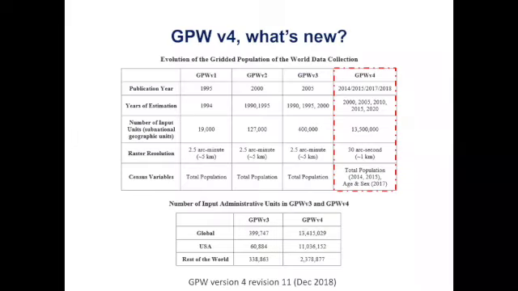Okay, here is a brief breakdown of what the GPW version 4 is offering to us. You have several target years of 2000, 2005, 2010, 2015, and 2020. And you have a resolution as fine as 30 arc second at the equator, which is roughly a kilometer by kilometer at the equator.